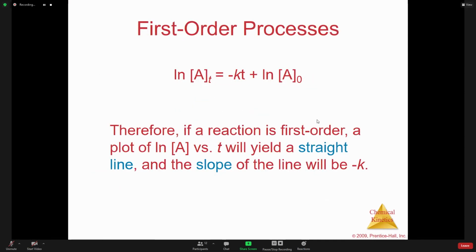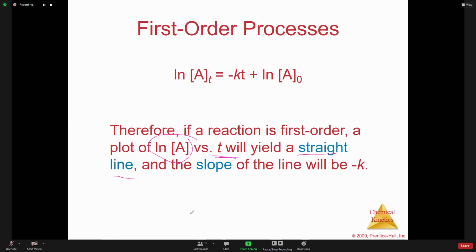So therefore, if a reaction is first order, if you graph natural log of concentration and time, you'll get a nice straight line with a nice r squared close to 1, and your slope is going to be equal to your negative rate law constant. So that'd be super helpful.